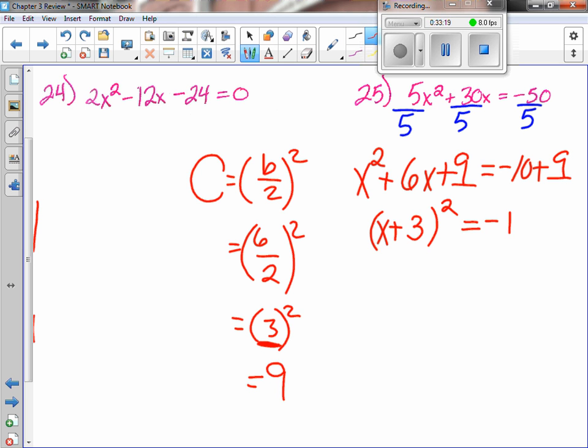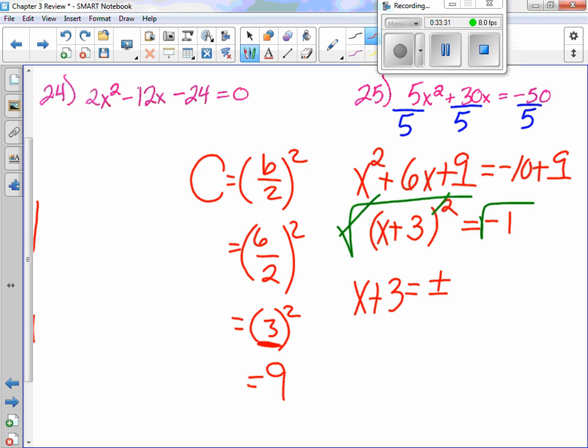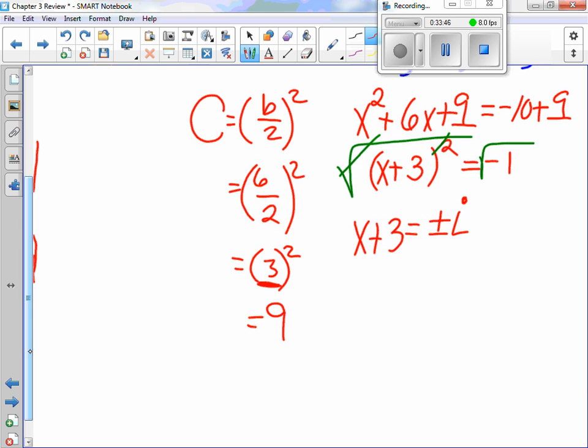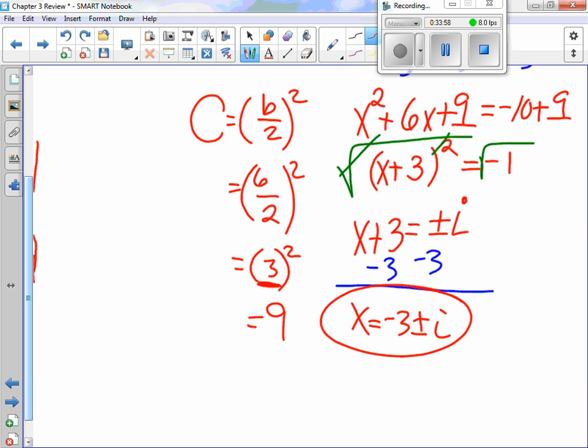Now, at this point here, we can square root both sides. Well, the square root and square will cancel, leaving me with x plus 3 is equal to plus or minus. Well, the square root of negative 1 is i. And last but not least, what do we need to do to solve for the value of x? We need to subtract 3 from both sides, which tells us x is equal to negative 3 plus or minus i. And that's it. Questions on this here?